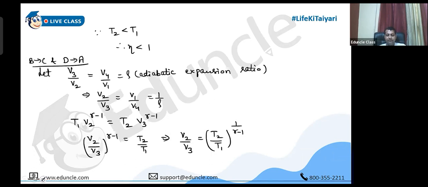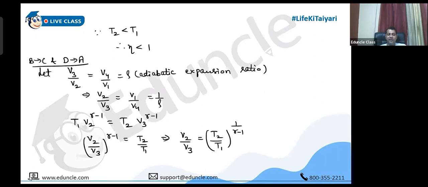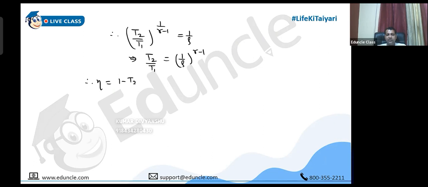Okay. So that way we will be able to get T2 by T1 in terms of the adiabatic expansion ratio, and hence the expression for efficiency in terms of the adiabatic expansion coefficient. So therefore, T2 by T1 power 1 by gamma minus 1, 1 by rho. So this gives T2 by T1, 1 by rho power gamma minus 1. So therefore, eta, which is 1 minus T2 by T1, it becomes 1 minus 1 by rho power gamma minus 1. You can check. Clear?